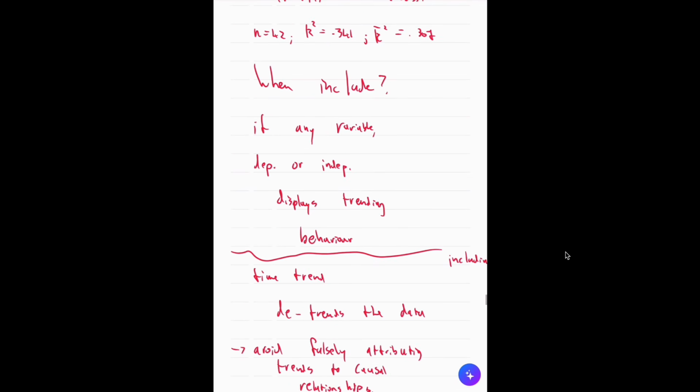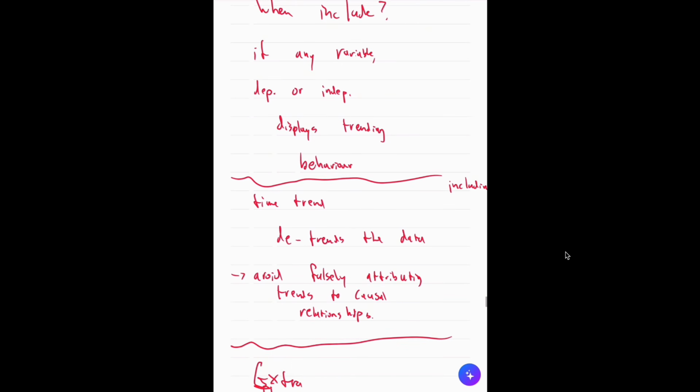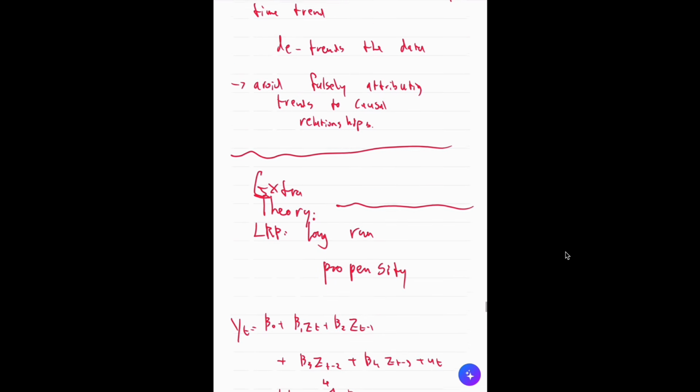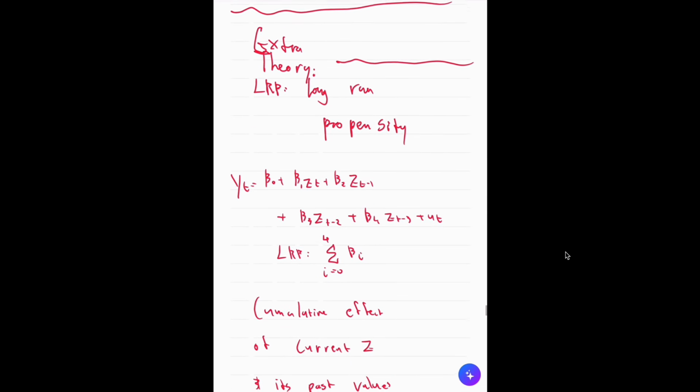Okay, so you include it if any variable, dependent or independent, displays trending behavior, right? And so also know when you include a time trend, you are detrending the data, right? And we do that so we avoid falsely attributing trends to causal relationships, right? And then just some extra theory that I realized I didn't include.